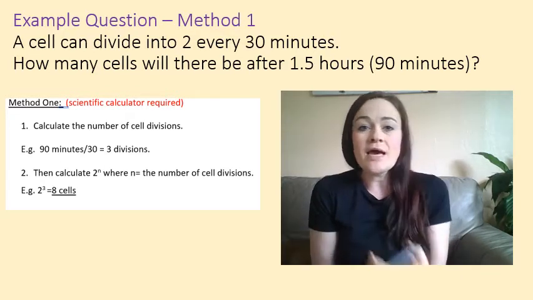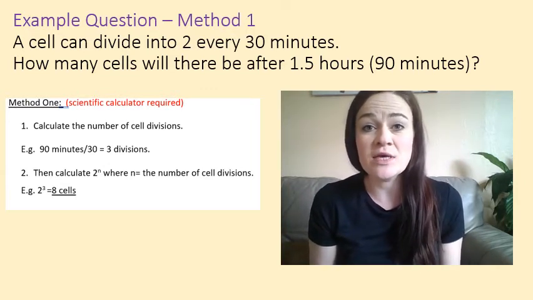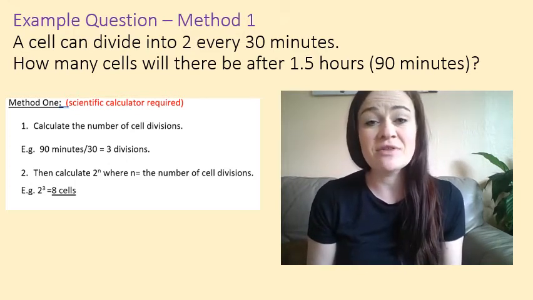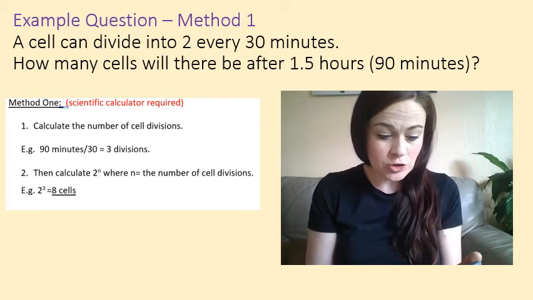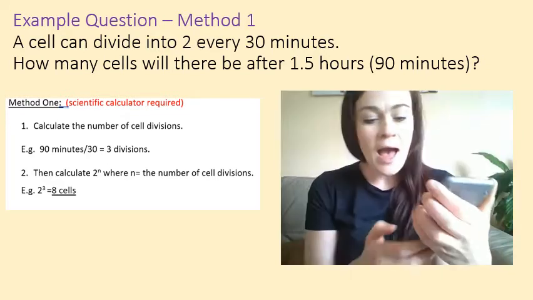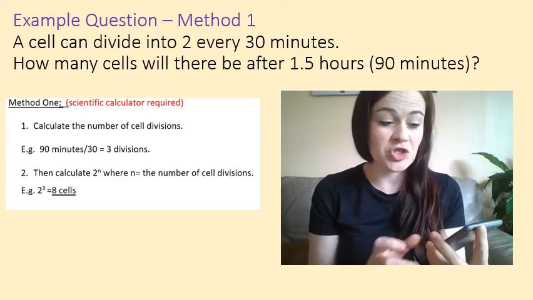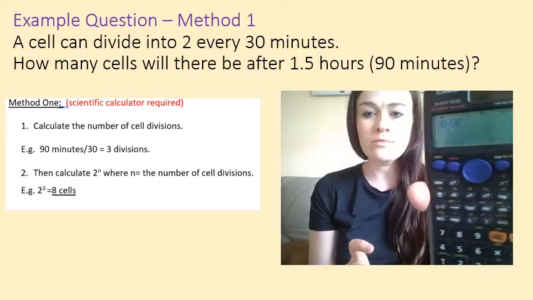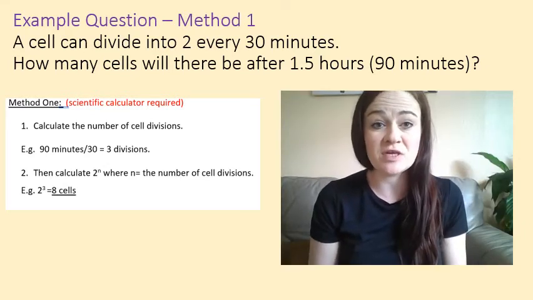Okay. So step 1 for method 1 is work out how many rounds of cell divisions there will be in the time that they've given you. Now, they're telling you they want to know about 90 minutes, and they tell you that every 30 minutes a cell divides. So what you do is you take the duration they're asking about, and this time it's 90, and then you're going to divide that by how long one cell division takes, which is 30 minutes. So 90 divided by 30 equals 3. Okay, so there's going to be 3 rounds of cell division in 90 minutes.